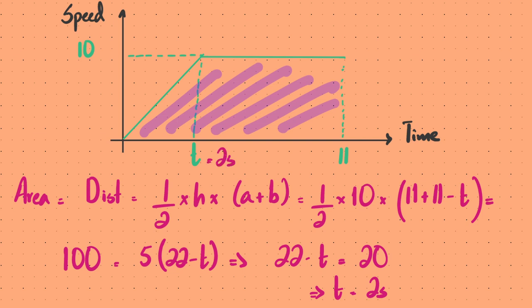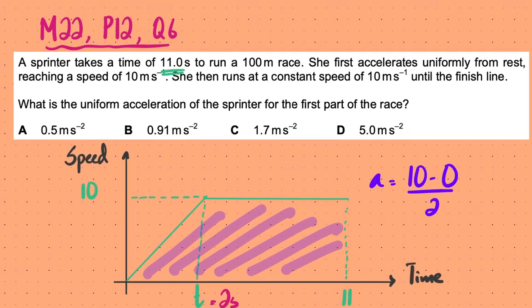So the acceleration is just going to be the gradient of this part, or you can use v minus u over t. So 10 minus 0 over the time 2. It's very obvious, but I'm still writing this out. a would be 10 minus 0 over 2, which is obviously going to be 5 meters per second squared. Hence the answer here is going to be D.